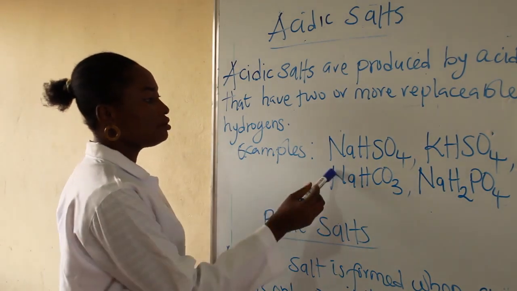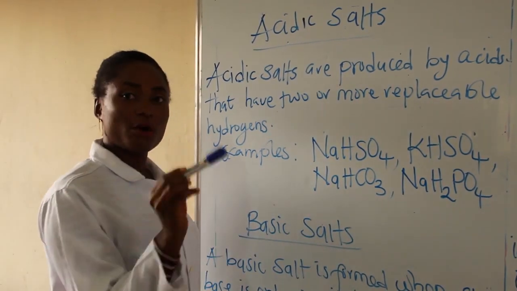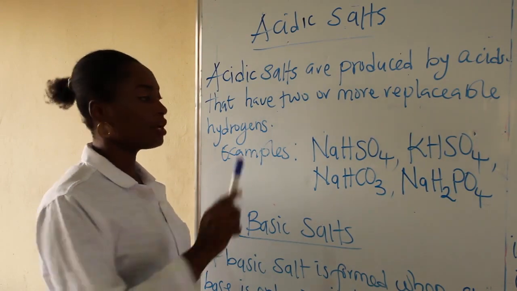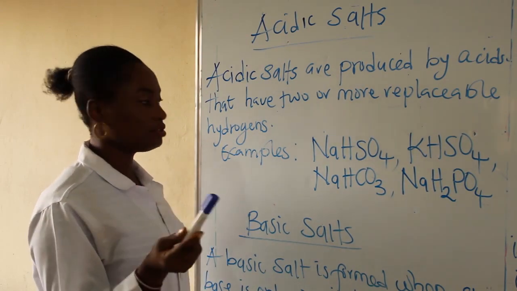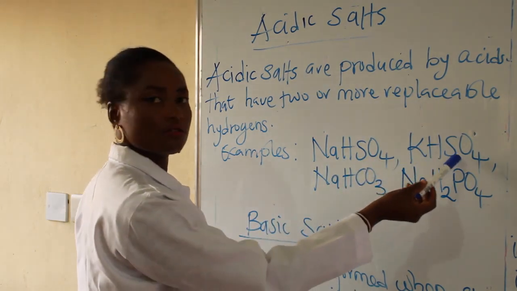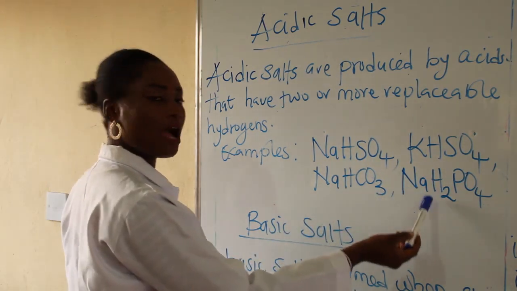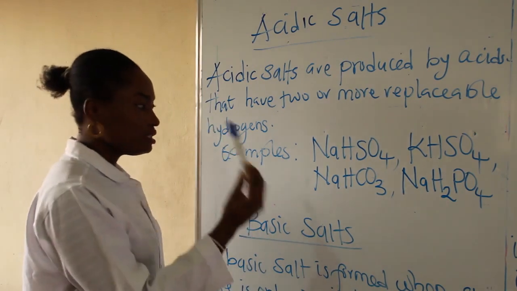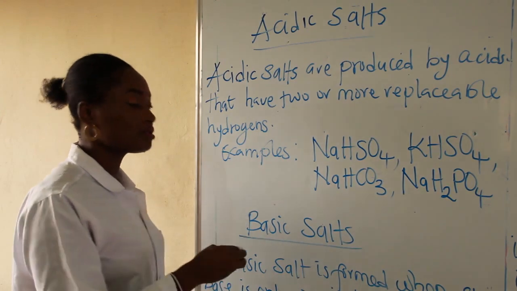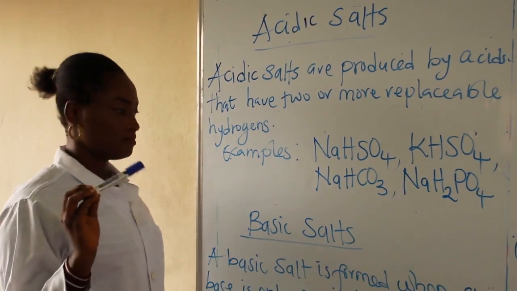Examples are sodium hydrogen sulfate. Now, take note of the presence of hydrogen in that salt. In normal salt, you use all the hydrogen, but here you have at least one hydrogen left. So sodium hydrogen sulfate is an acidic salt. Potassium hydrogen sulfate is an acidic salt. Sodium hydrogen carbonate, acidic salt. Sodium hydrogen phosphate. Now, the difference between acidic salt and normal salt is that an acidic salt contains at least one hydrogen in the salt.